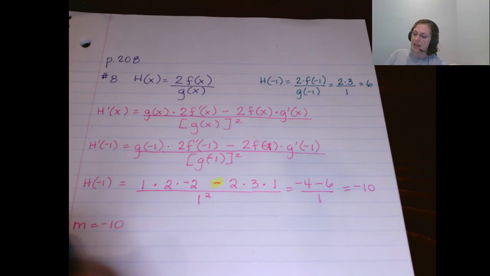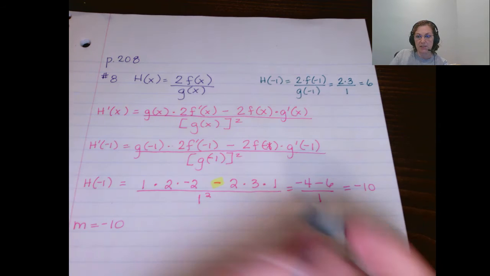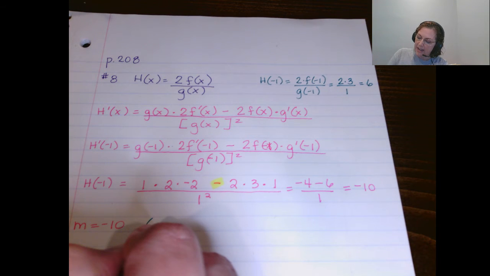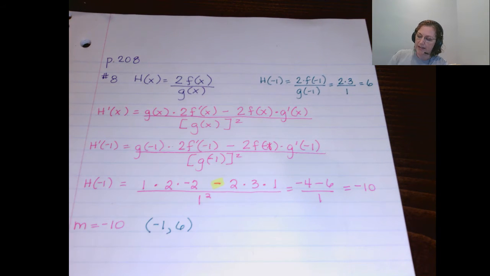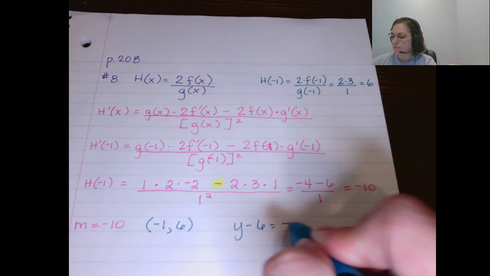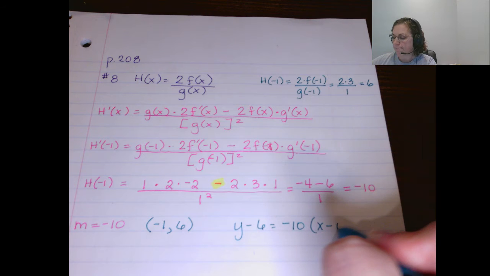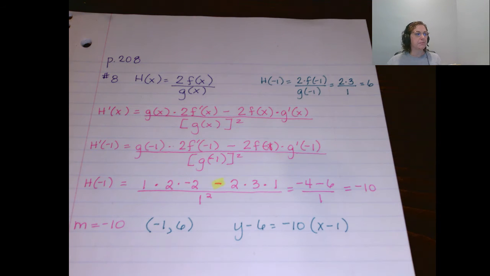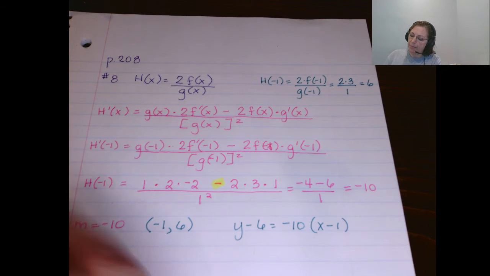All right, that means I have a slope of -10. We got that from the derivative. And I have a point at -1, 6. So very simply, I can write my equation of the tangent line. Okay, so I hope that helps with number 8 there. Let's take a look at number 9.